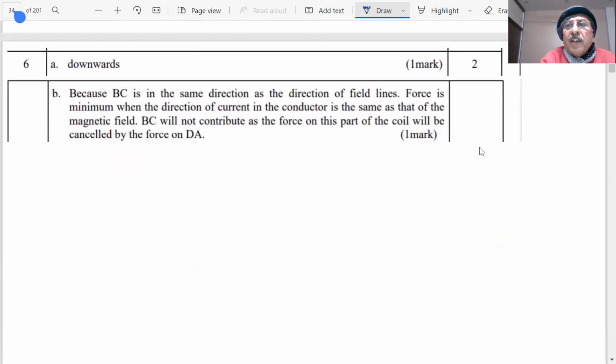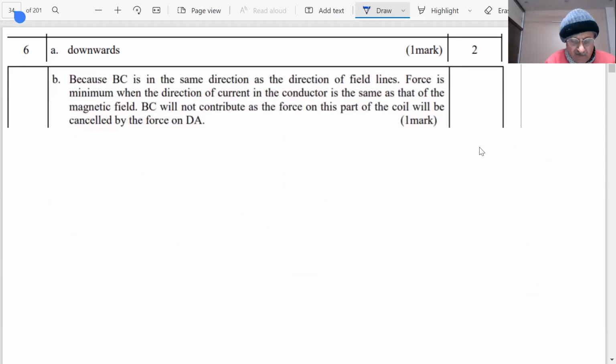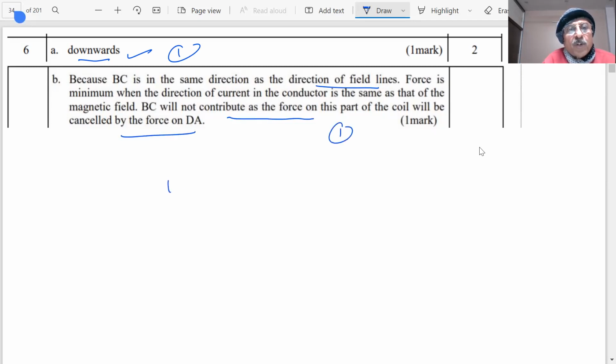Let us see the marking scheme given by the CBSE. CBSE has given the following answer to us. First answer to be written in the exam is downwards, so you are getting 1 mark for that, student. The question was carrying 2 marks, and for part B, because BC is in the same direction as the field line, force is minimum, or it will be 0 when the direction of current is the same as the magnetic field. So BC will not contribute to the force on the coil, and the force on it will be cancelled by the force on DA. So you get 1 mark for this. Total 1 mark plus 1 mark, student, you are getting.